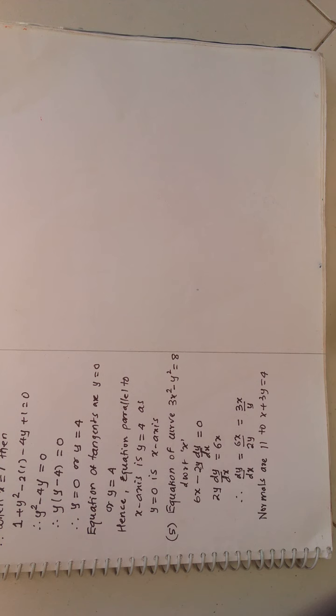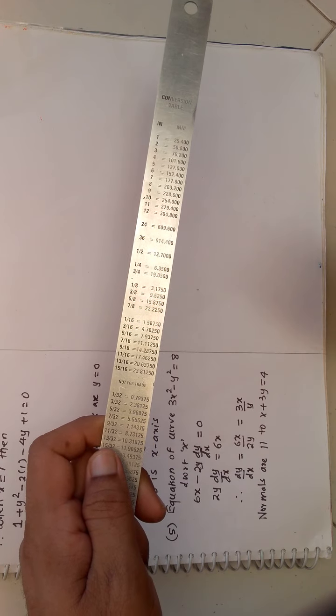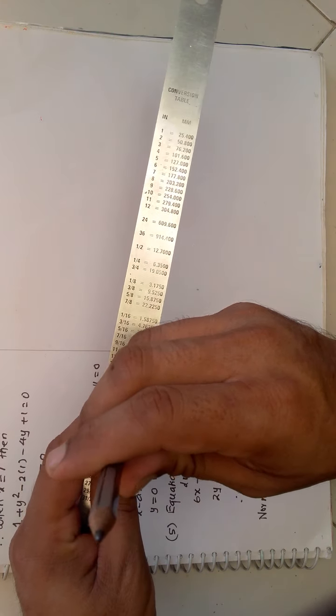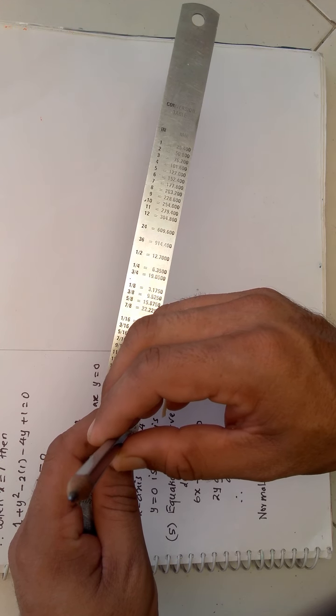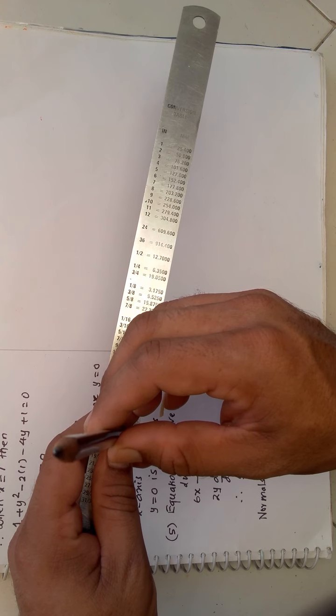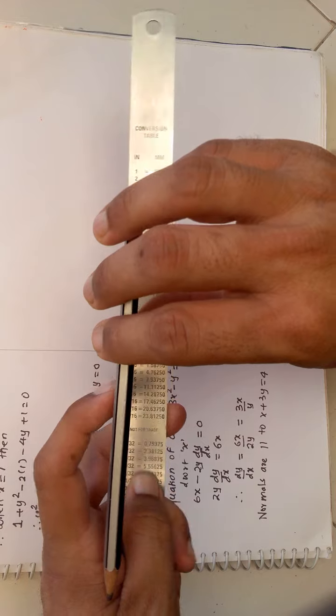Normals are parallel to x plus 3y is equal to 4. Now understand how it is. Normal is parallel to whom? Parallel to a line. So suppose this is that line. So the normal will be like this. No, sorry, the normal is parallel to the line. So if this is the line, this will be your normal. Right?